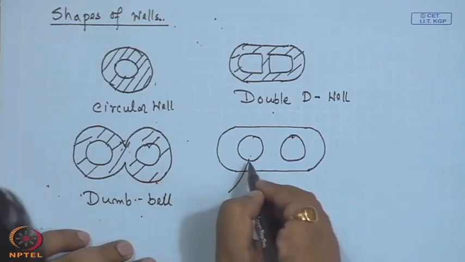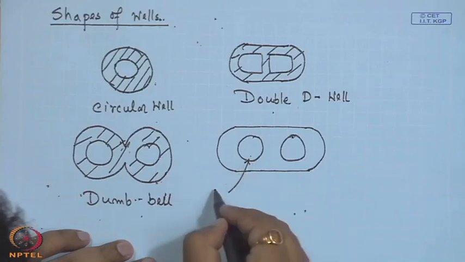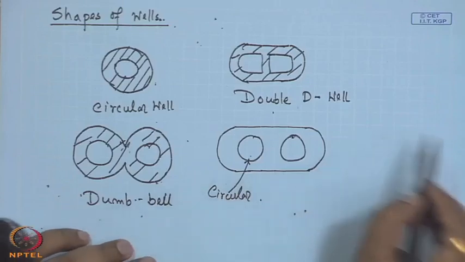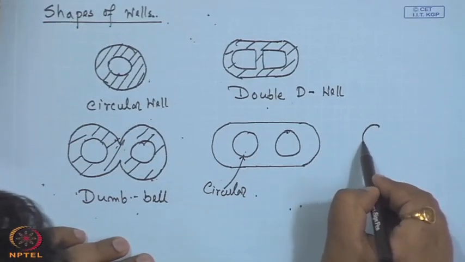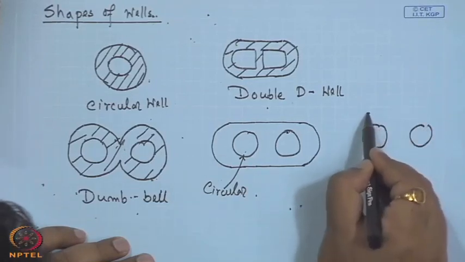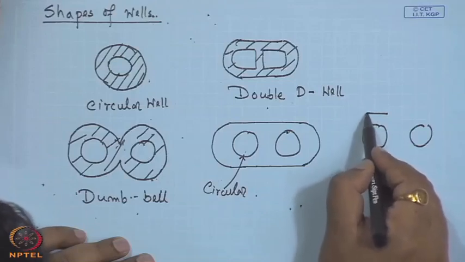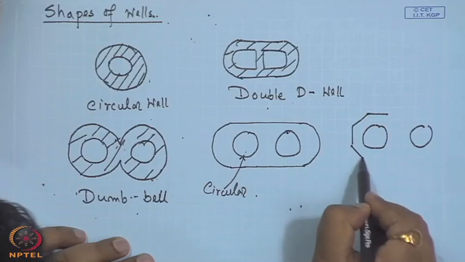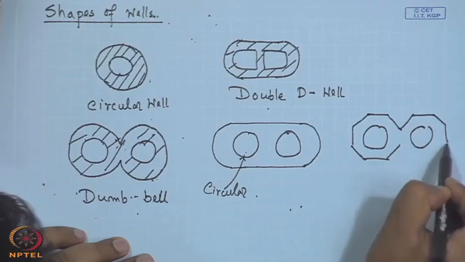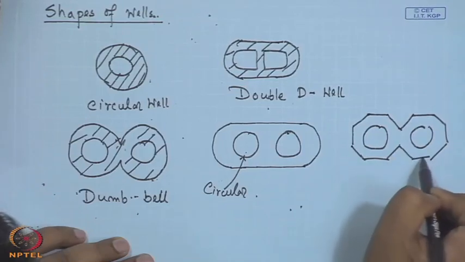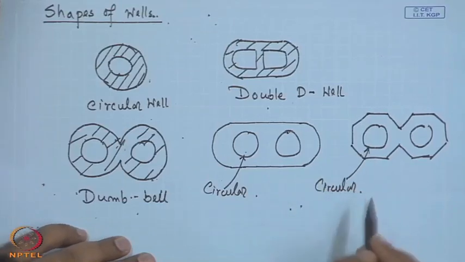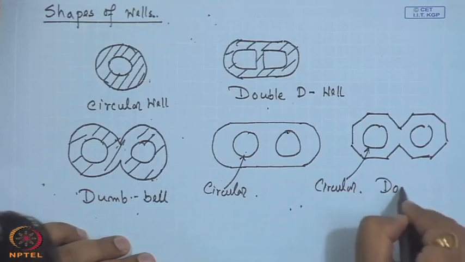Now well can be in this form also, where this is the circular dredge hole. Now it can be in this form also. These are the circular dredge holes and this is octagonal shape. So this is also a circular dredge hole and this is octagonal or double octagonal shape.